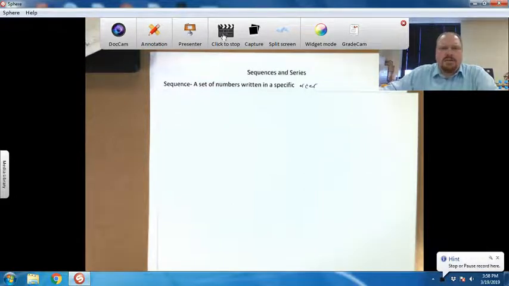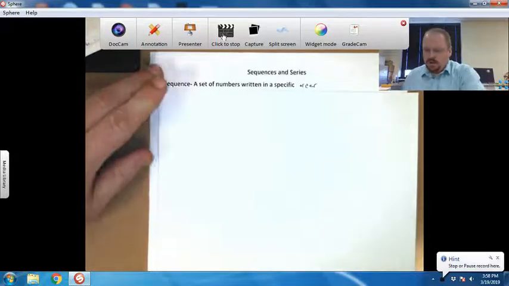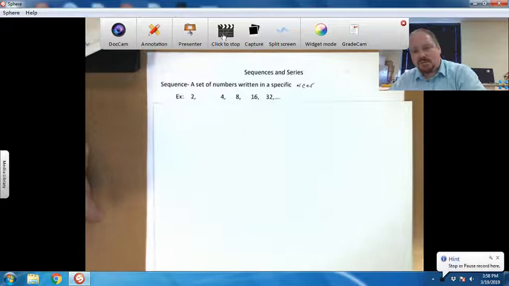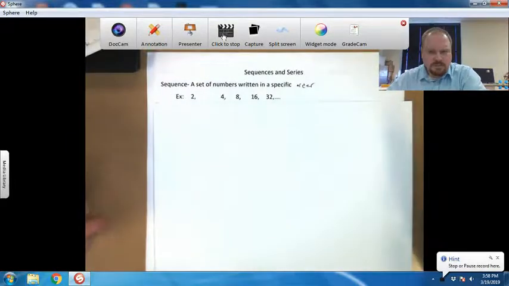In this unit, we're going to explore the exciting world of sequences and series. However, today we're only going to be looking at sequences, and then we're going to focus on one specific kind by the time we're done. First of all, a sequence is just a set of numbers written in a specific order. So, for instance, 2, 4, 8, 16, 32, ... And typically there's a pattern to them.